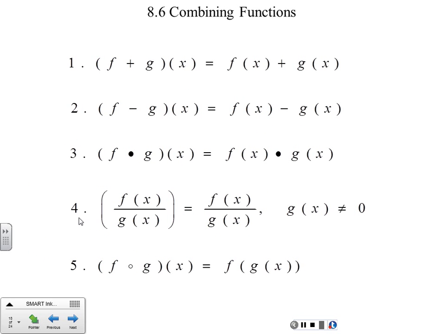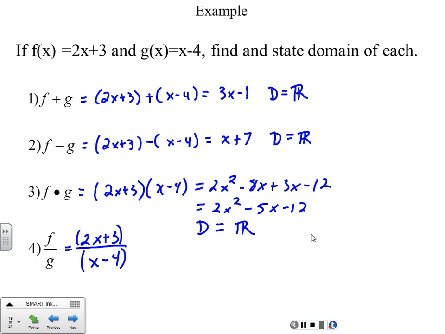Now, look at number 4, and number 4 is the only one that you really have to worry about. When you divide these functions, you have to make sure that your denominator is not going to be 0. And remember, that's exactly how we're going to find that domain. So for number 4, if I ask you what the domain is, remember what you have to do. You have to take that denominator and set it not equal to 0. And when you solve, your domain is going to be what? Is it going to be 4 or anything but 4? Anything but 4 is what your domain is going to be.